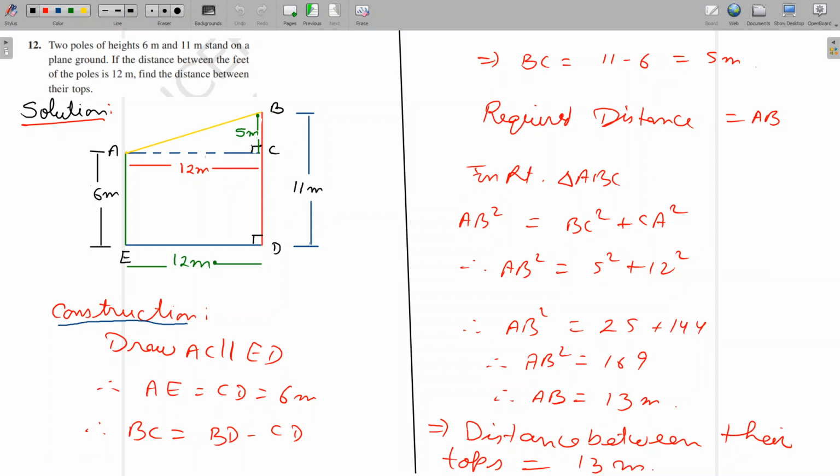Now we will go to right triangle ACB and apply Pythagoras theorem. Angle C is here 90 degrees, and opposite to 90 degrees is always the hypotenuse. So we will be getting AB square equal to AC square plus BC square. Therefore AB square equal to 5 square plus 12 square. 5 square is 25 and 12 square is 144. Adding them we will be getting 169. Therefore we will get AB equal to 13 meters. Therefore the distance between the tops of the two poles will be 13 meters.